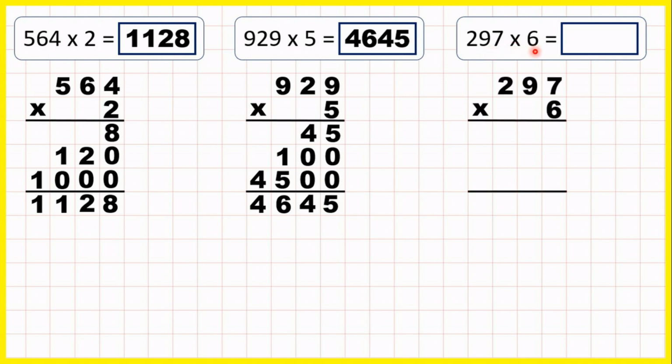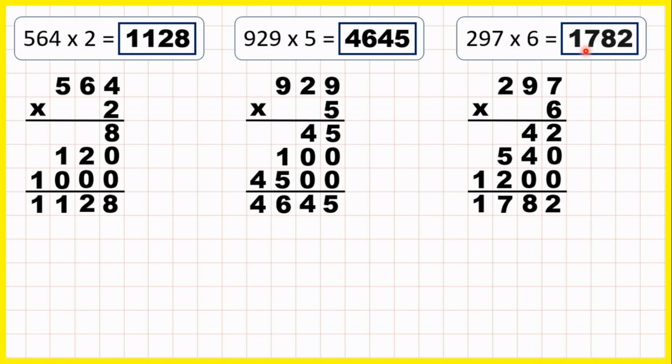Now 297 times 6. 7 times 6 is 42. We need a 0 at the end of our second answer line, and now 9 times 6 is 54. Now we need 2 zeros on the end of our third answer line, and 2 times 6 is 12. So we add up our answer lines, and our answer is 1,782.